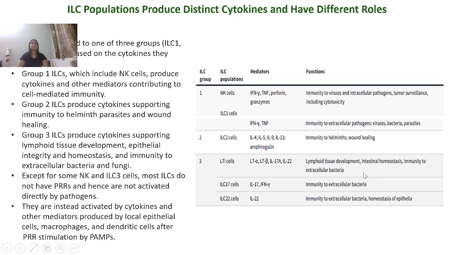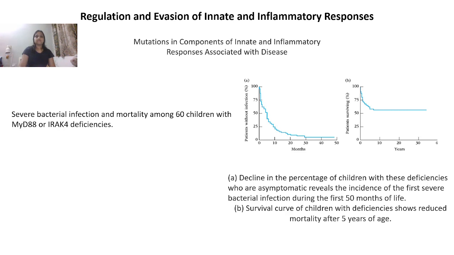So different kinds of populations of these ILCs are there, which will secrete different kinds of cytokines and will help in immunity to different kinds of pathogens.